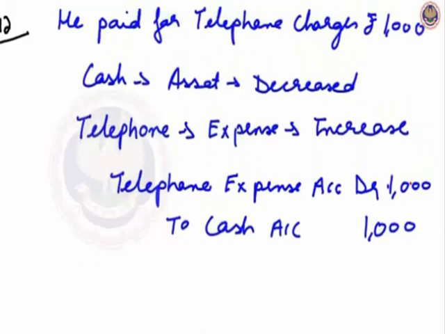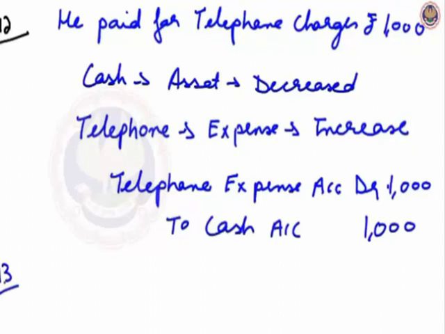One thing we are supposed to keep in our mind, in case of any type of expense, we always use the name of the expense. So when there is an increase in expense, we always debit the name of the expense, and when there is a decrease in expense, we always credit the name of the expense.